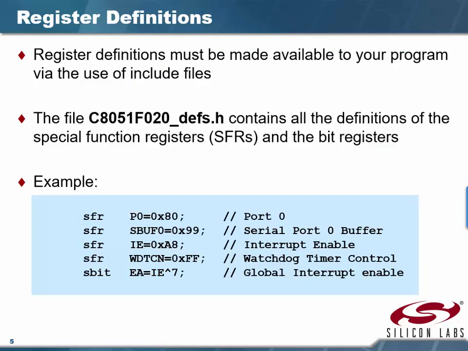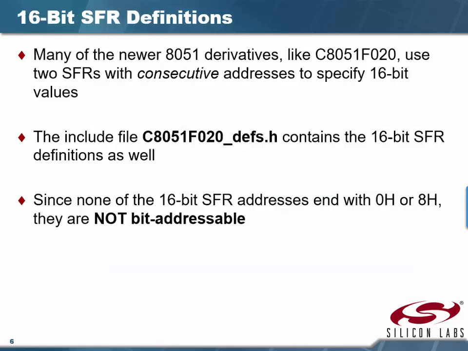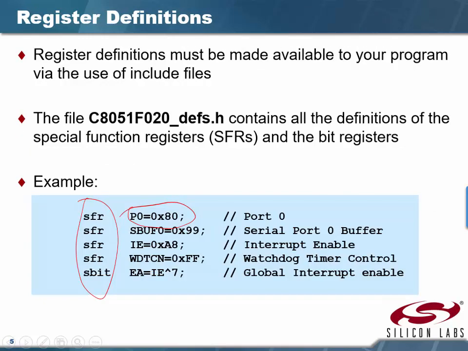So our register definitions. A keyword here of a type is special function register. This tells the compiler that port 0 is at location 0x80. Now, we could go back to our early discussion on the special function registers. I think it was week one or week two. I went through all the special function registers briefly, and they're all listed in this particular file. This means that we don't have to remember where they're at.